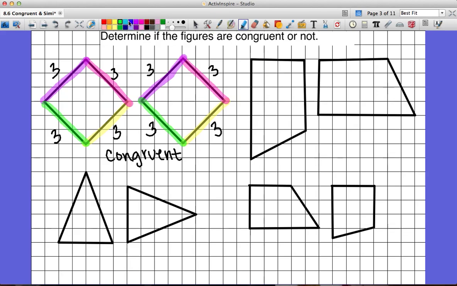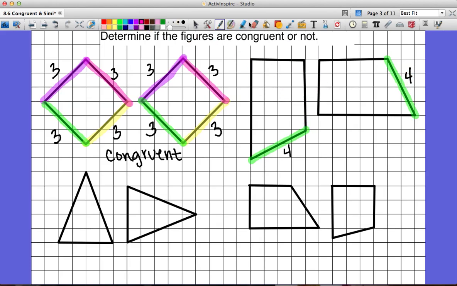First we have to find the corresponding sides. Now this side does not correspond with this side. It actually corresponds with the other slant. This shape is just turned. That's why we have to be careful when we find the corresponding sides. So for this one, it is 1, 2, 3, about 4 units long. And this one is 1, 2, 3, about 4 units long.